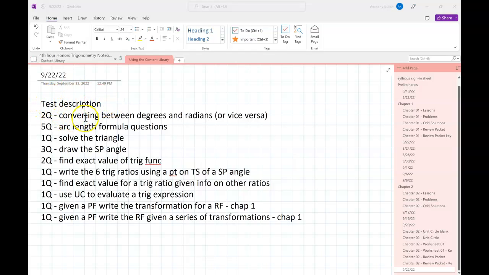All right. So your test description: you'll have 2 questions converting between degrees and radians or vice versa. 5 arc length formula questions. So if I give you different pieces, you should be able to find the missing piece or calculate a perimeter of a sector or something like that. You should be able to solve a triangle, geometry style. You should be able to draw standard position angles like you did on the homework quiz.